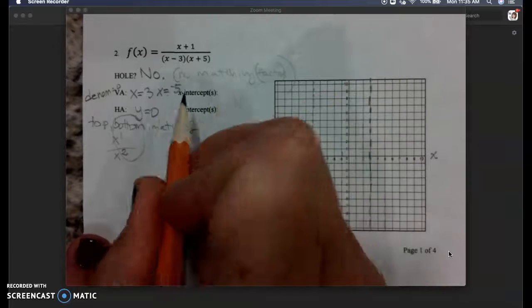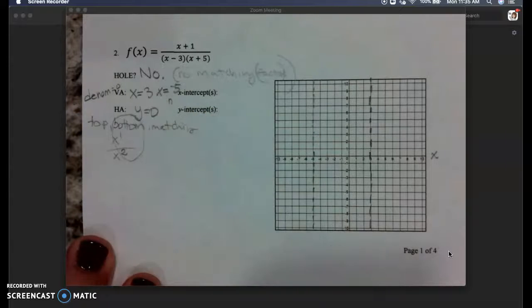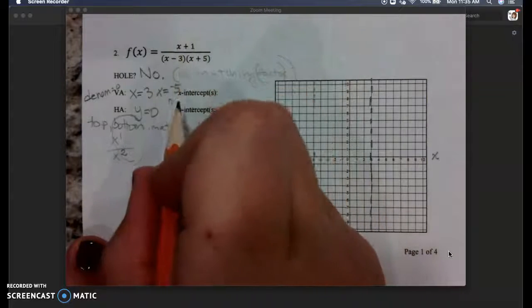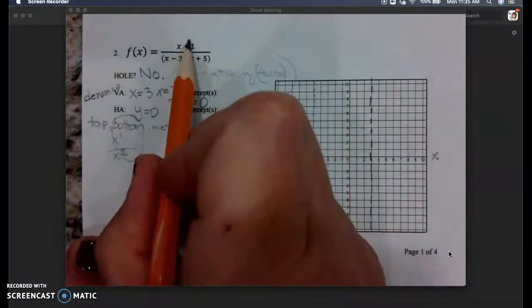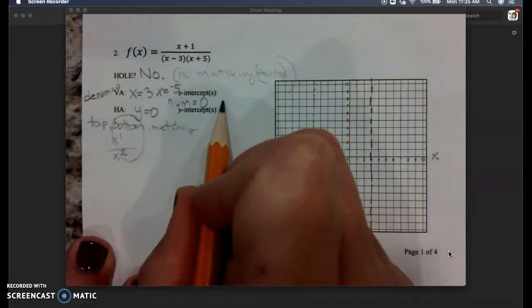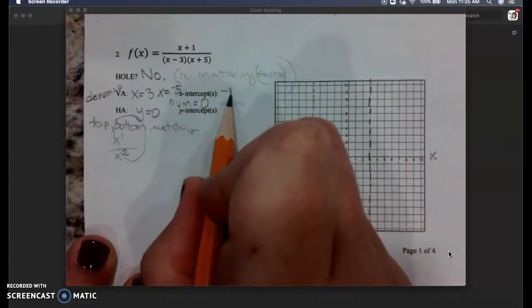Ah, it's only none if there's no x in the top, in the numerator. But we have an x here in the numerator, so we've got to take our numerator equal to 0. So I take x plus 1 equal to 0, which will give me negative 1.